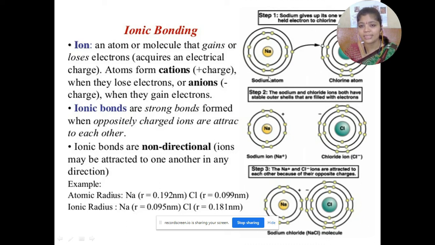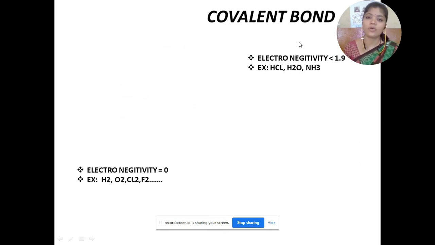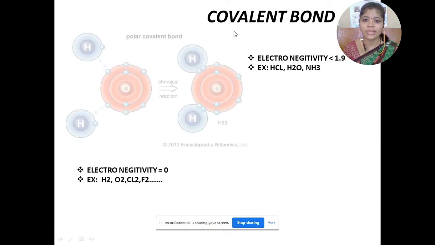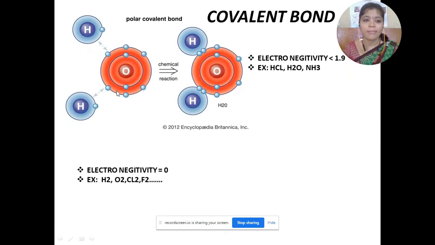Ionic bond is formed between two atoms by transfer of electron from one atom to another atom. And the second condition is that an ionic bond is formed between two atoms, one a metal atom and the other a non-metal atom. And next, covalent bond. What is the definition of a covalent bond? A covalent bond is formed between two atoms by the mutual sharing of electrons.